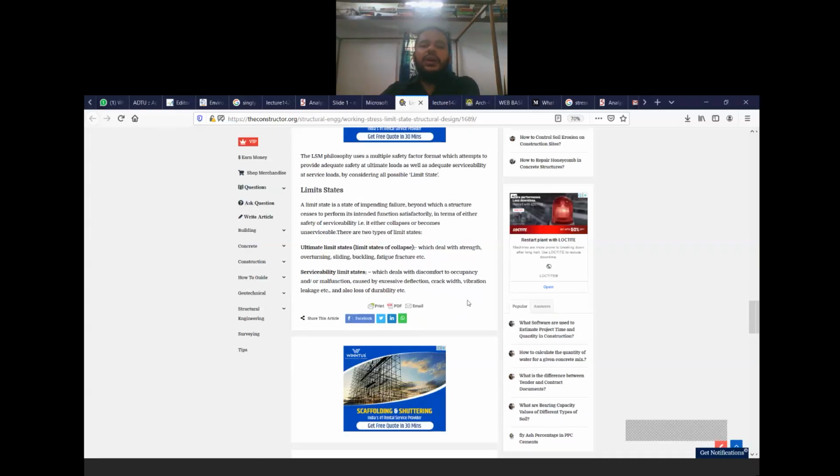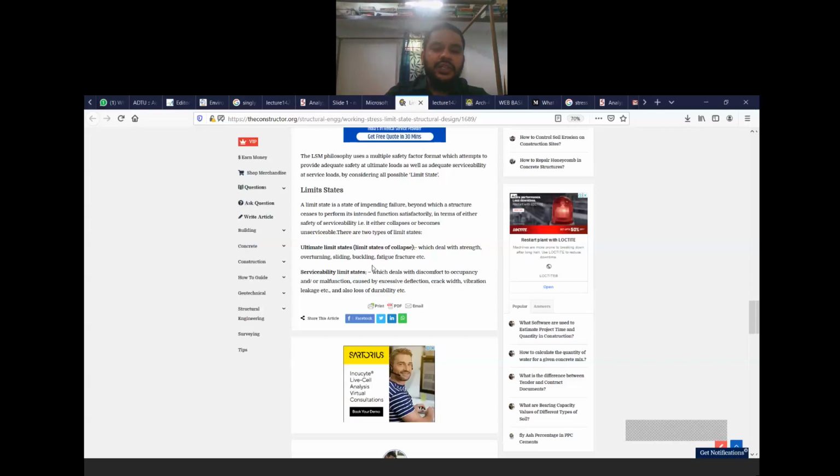That means we have to find out the maximum load that your structure can carry, and how much the maximum deflection will be. Everything we have to find out in limit state of collapse. But limit state of serviceability deals with discomfort to occupancy or malfunctions. We have to see whether your structure can give you the required service or not, whether you can use the structure or not.